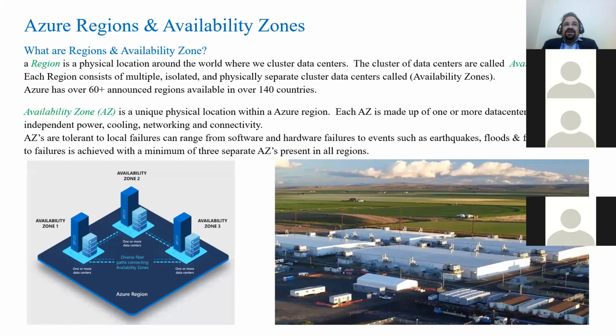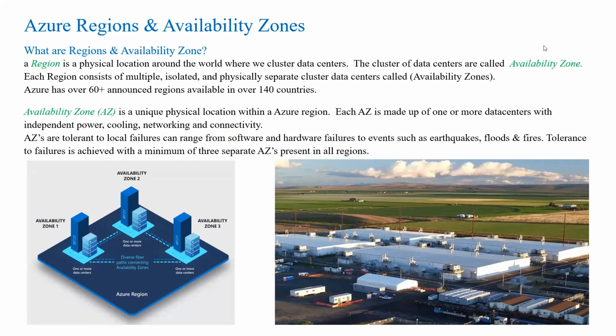A region is a physical location around the world where we cluster data centers. The cluster of data centers are called availability zones. So each region consists of multiple isolated and physically separated clusters of data centers called availability zones. So Azure has over 60 plus announced regions available in over 140 countries.